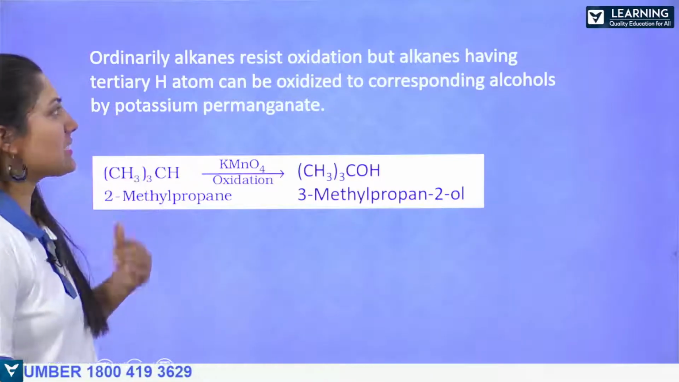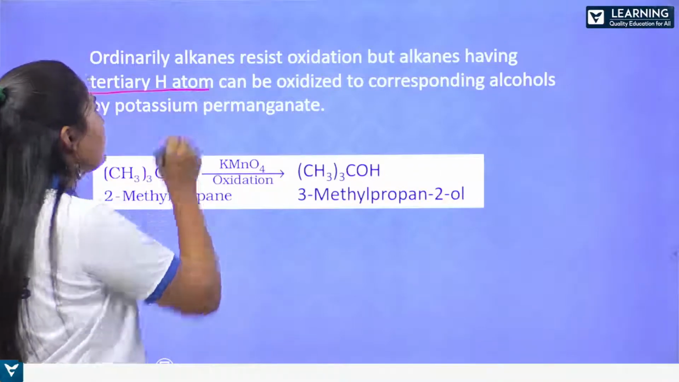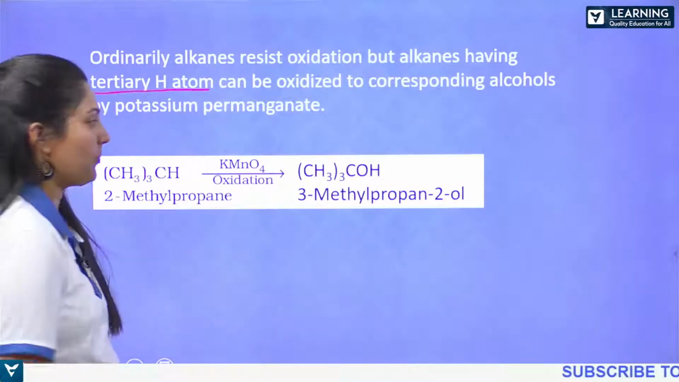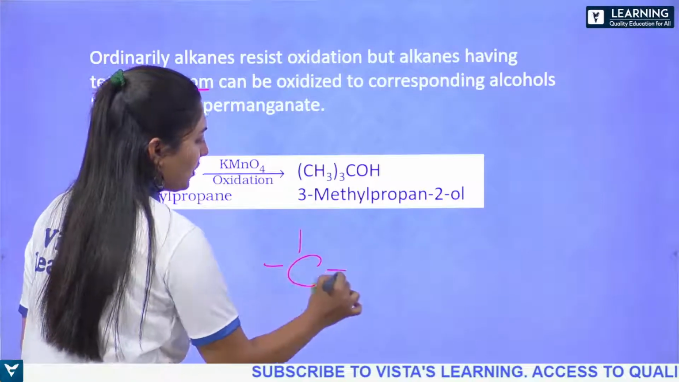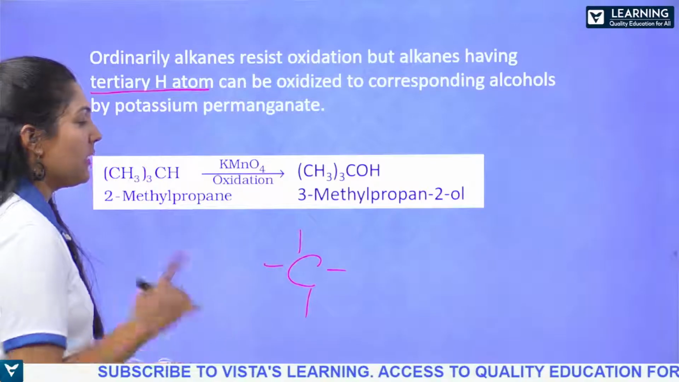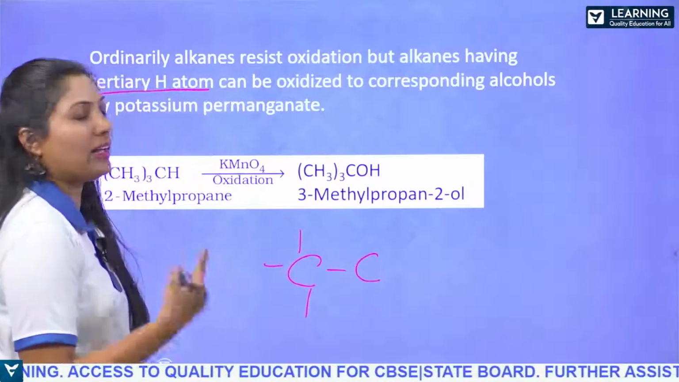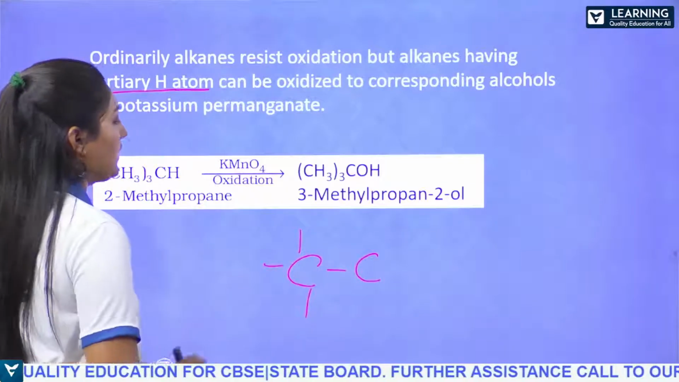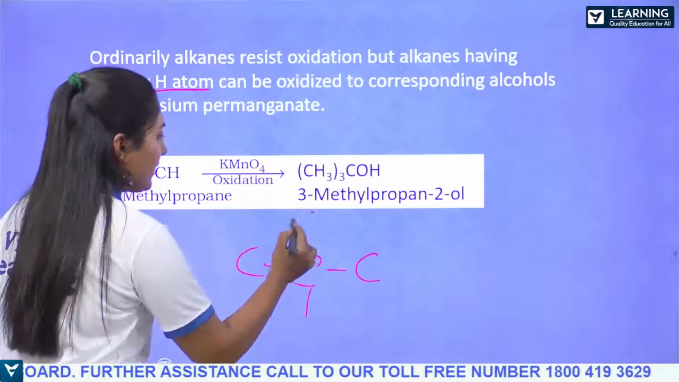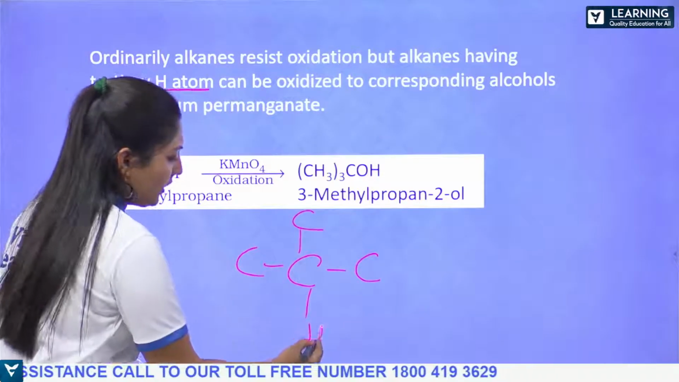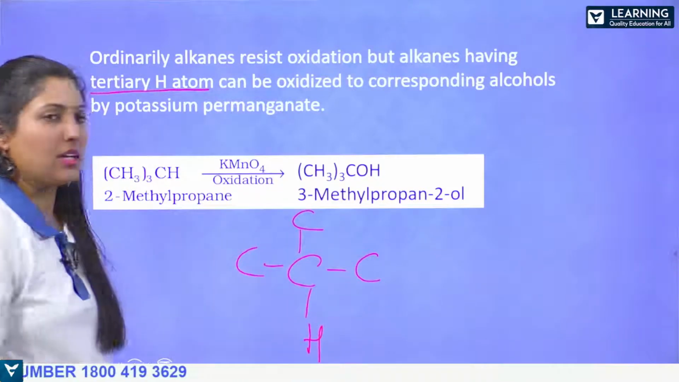Ordinarily, alkanes resist oxidation, but alkanes having tertiary hydrogen are different. We know that if a carbon atom has three or four hydrogen atoms, it is called a primary carbon atom. If one carbon atom is linked to two other carbon atoms, we call it secondary. If it is linked to three carbon atoms and has only one hydrogen, we call it a tertiary carbon atom. This is called a tertiary carbon atom.